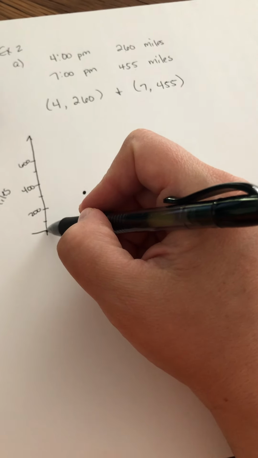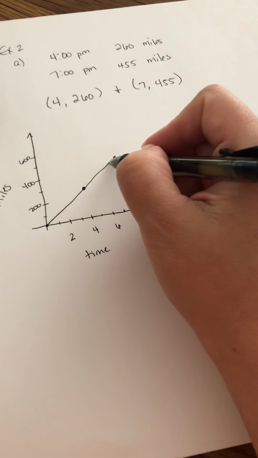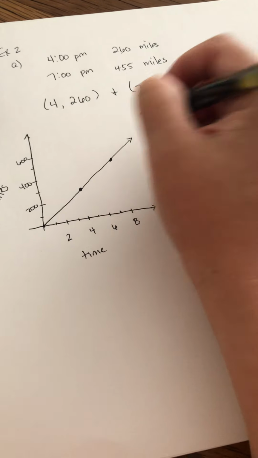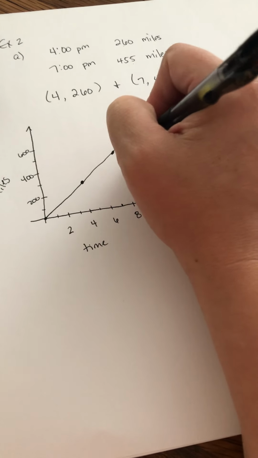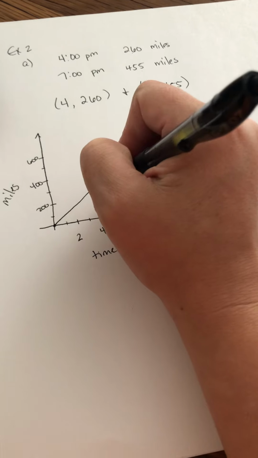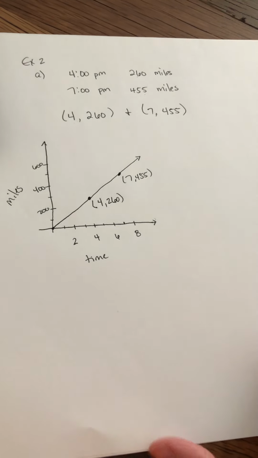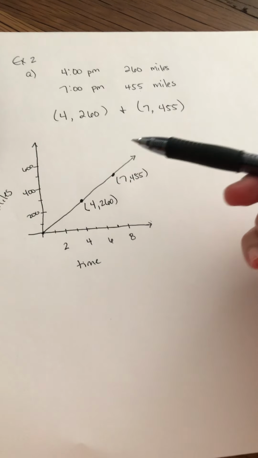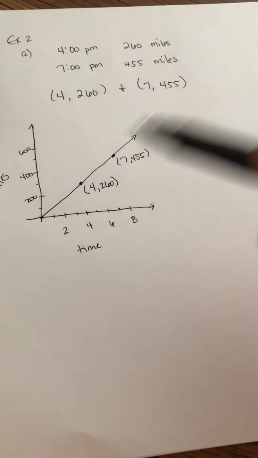So at 0 time, he's 0 miles from home, right? So you start out at 0. So there's our line. This is the point 7, 455, and this is the point 4, 260. Okay, so there's my graph. So it says to find and interpret the slope of the line.